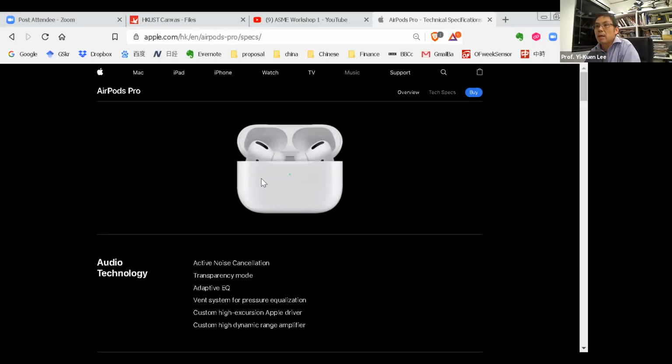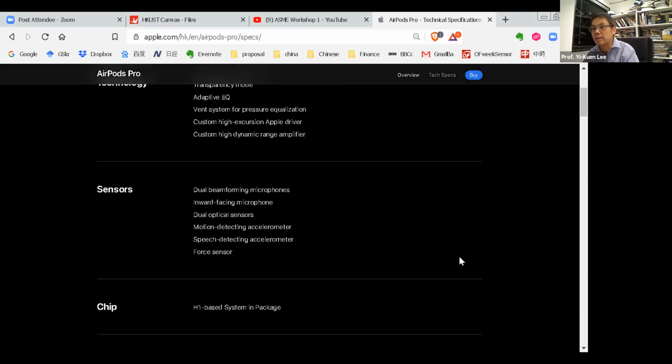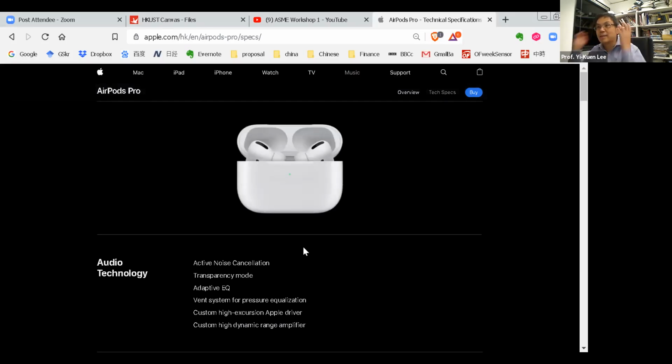If you look at the Apple's website, AirPod Pro, this headphone, even this kind of headphone has, of course, a MEMS microphone, and also this kind of motion sensor. You see, you have a dual beamforming MEMS microphone, an inward facing microphone, dual optic sensor, motion detection accelerometer, and speech detection accelerometer. You see, the full sensor set. As I told you, in the near future, we will have a lot more of this MEMS motion sensor, not only for smartphone, but VR and AR, all of which need this kind of sensor.